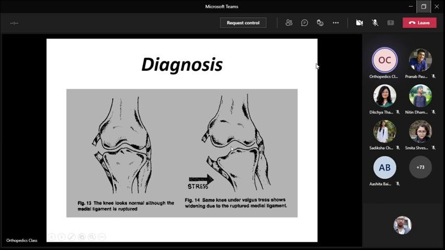The same patient, after a stress view. Stress is given in valgus, from medial to outside, and the medial joint is open now. So this is also very good. Initially we used to do this, but nowadays we straightaway ask for the MRI. That is a different way.